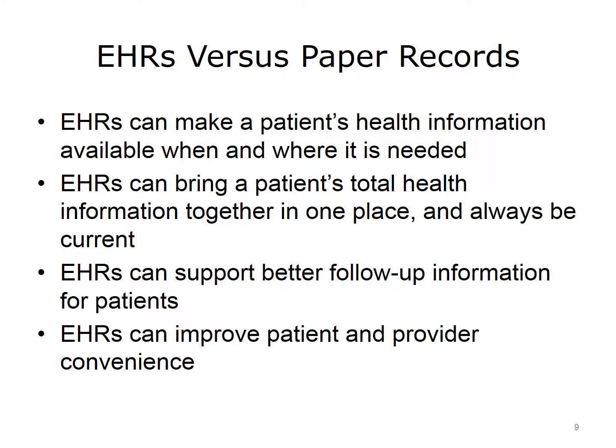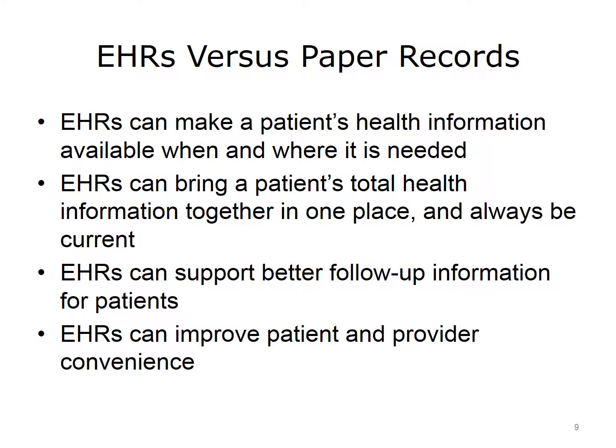According to a Centers for Medicare and Medicaid Services fact sheet, Electronic Health Records at a Glance, electronic health records improve care by enabling functions that paper records cannot deliver. These include: EHRs can make a patient's health information available when and where it is needed. It is not locked away in one office or another. EHRs can bring a patient's total health information together in one place and always be current. Clinicians need not worry about knowing the drugs or treatments prescribed by another provider, so care is better coordinated. EHRs can support better follow-up information for patients.